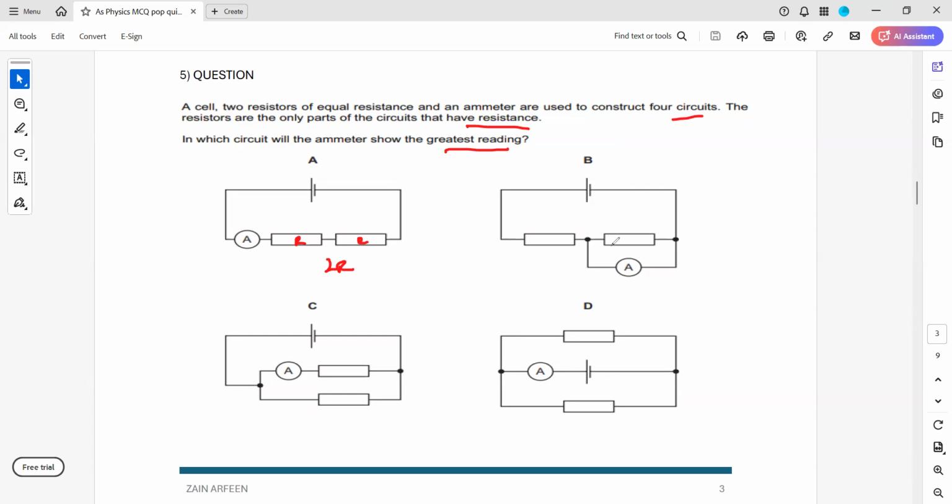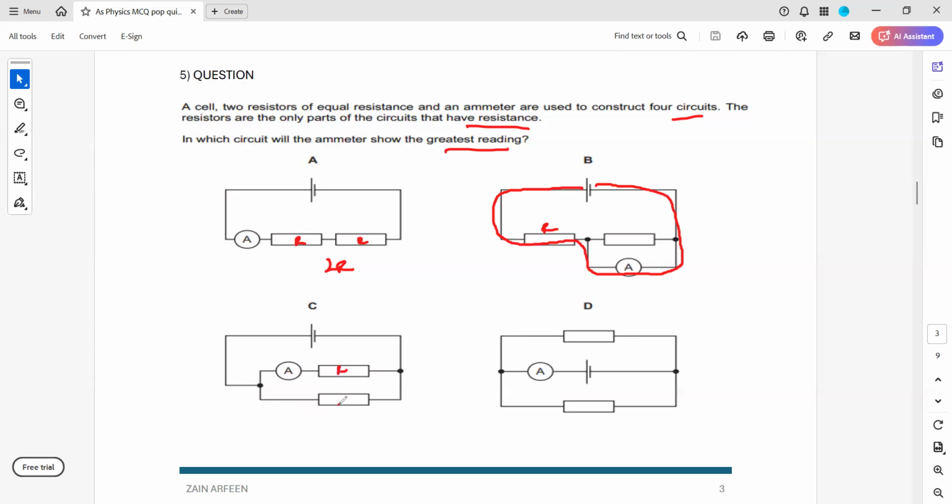If the ammeter has negligible resistance and we connect it in this manner, the current will flow through this path. It is called a short circuit, because current always flows through the least resistive path. So it will flow in this manner. So the resistance of this circuit is R. What about the resistance of this circuit?